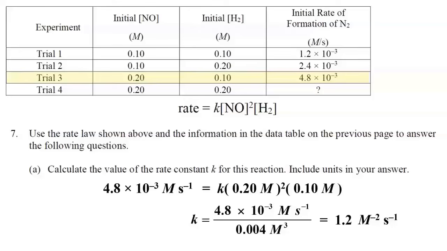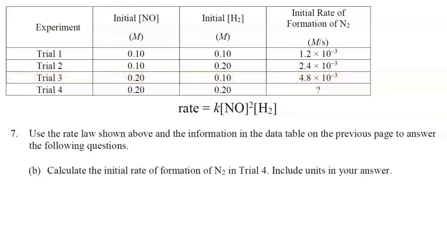All right, let's move on to part B of this question. In trial 4, we know the initial concentration of nitrogen monoxide and hydrogen, but we are not given the initial rate of formation. So part B says calculate the initial rate of formation of nitrogen in trial 4. Include units in your answer.